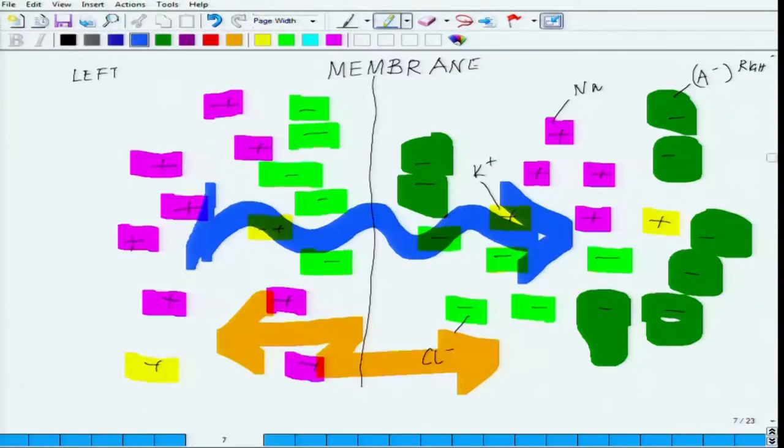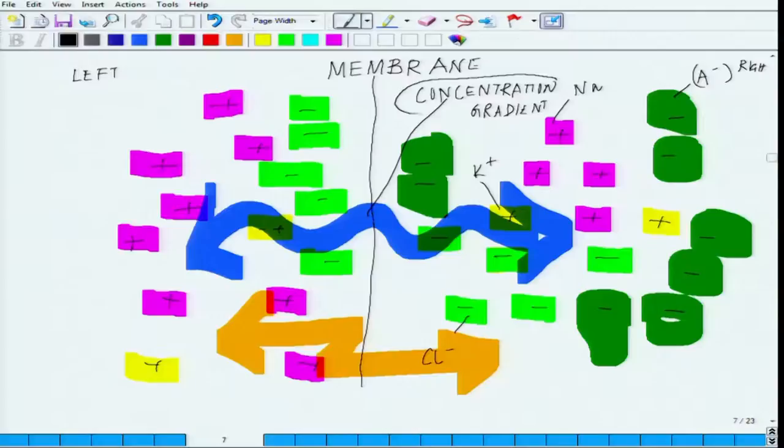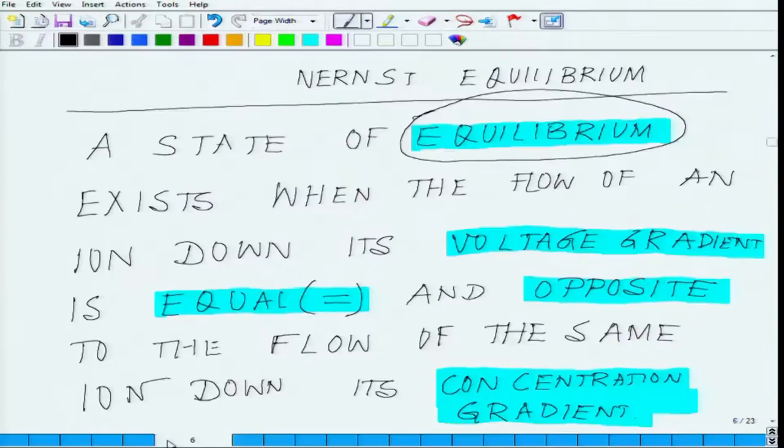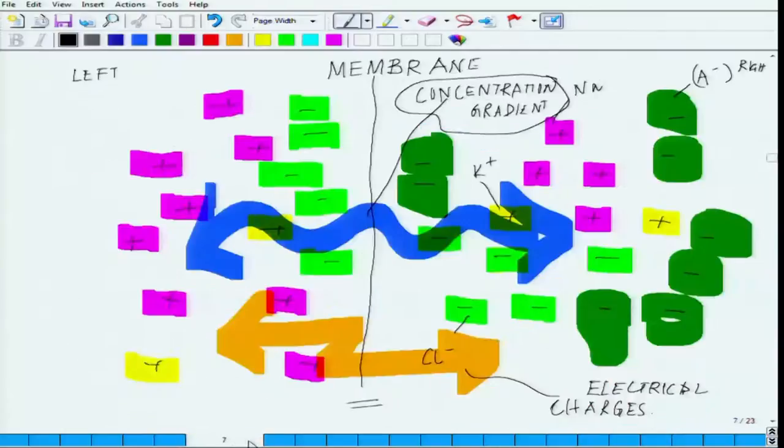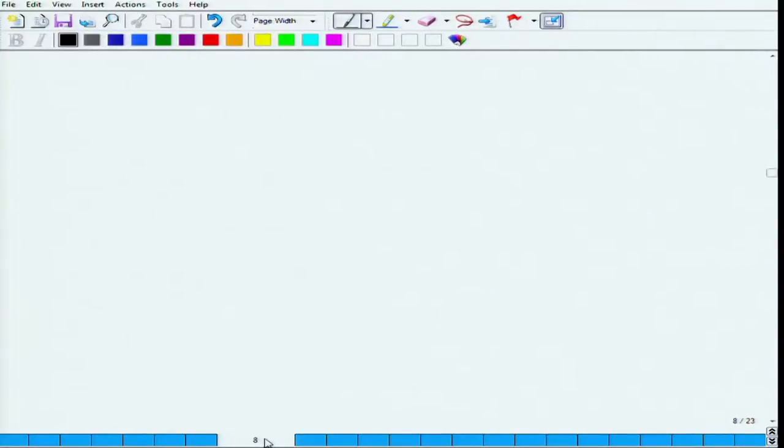The blue is basically telling you the concentration gradient, and this is basically telling you the electrical charge. So, the balancing act between these two. If you go through this diagram, there has to be equality between the voltage gradient and the concentration gradient, and this is essentially expressed by a simple equation.